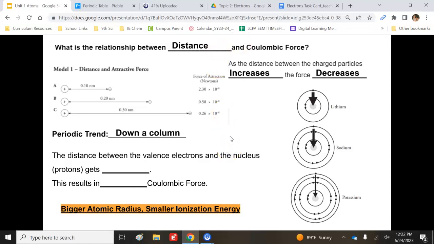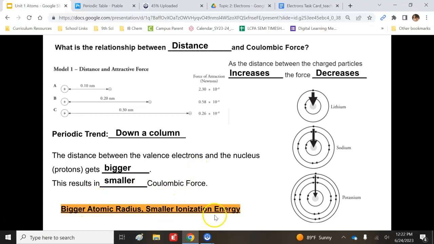So this periodic trend, as I go down a column, if I look at this other model here, I'm looking at lithium, sodium, and potassium. And if you look at your periodic table, they are on top of each other in that far left column. So as I go down a column, I can see that those outermost electrons are getting further away from the nucleus. So according to this trend, if I'm increasing the distance, the force is decreasing. And so the distance between the electrons is getting bigger, and that results in a smaller Coulombic force.